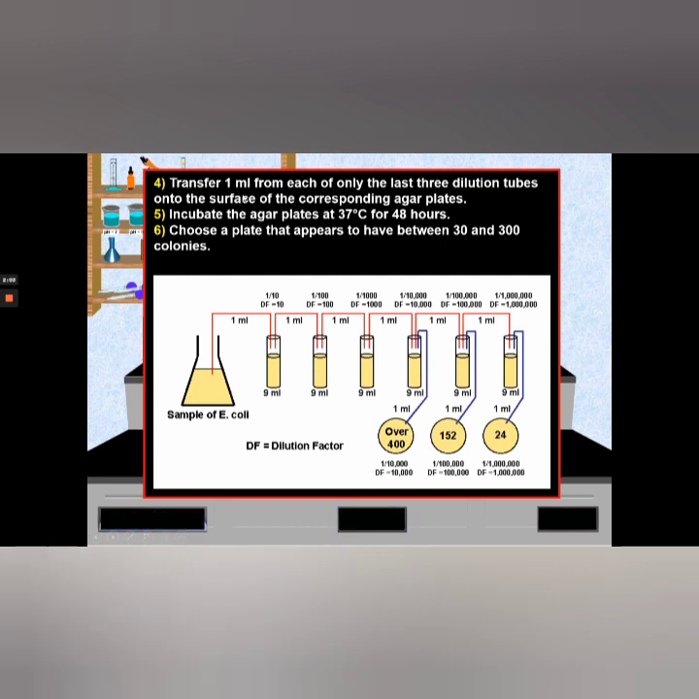Then we will transfer around 1 ml from each of only the last 3 dilution tubes onto the surface of the corresponding agar plate. Incubate the agar plate at 37 degrees Celsius, which is known as the optimum temperature, for 48 hours. So it's basically like 24 to 48 hours. And we will choose a plate that appears to have between 30 to 300 colonies or 25 to 250 colonies.